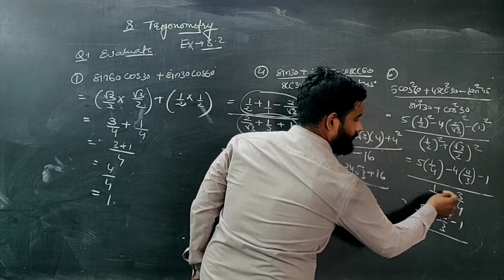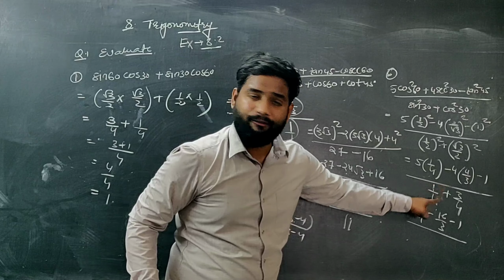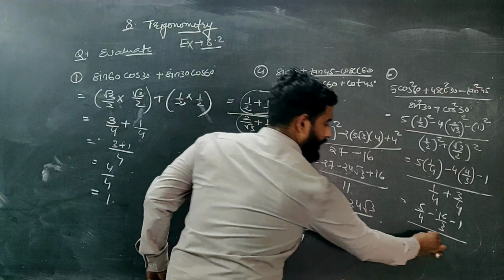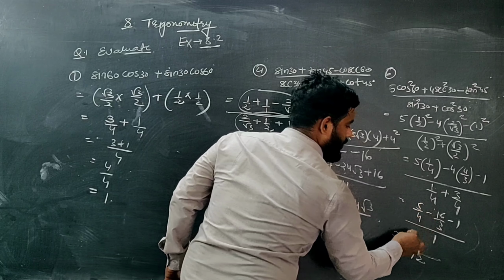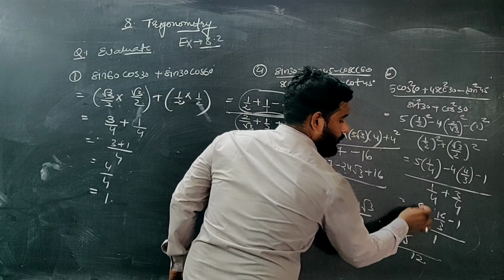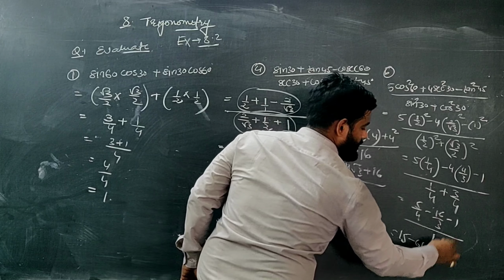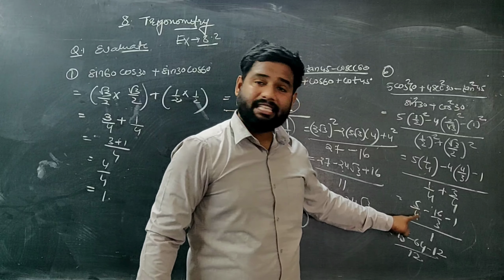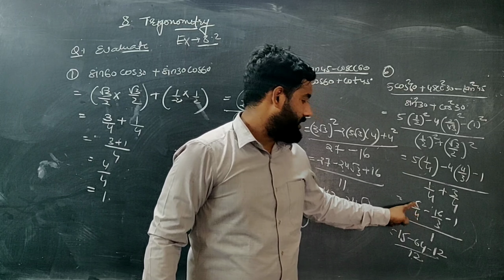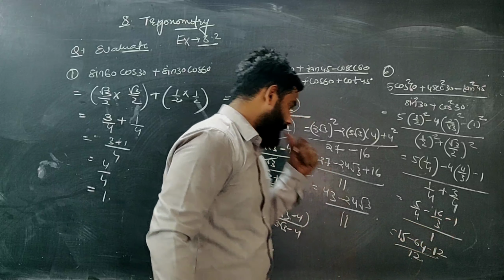Here, again the denominator will become 1 by 4 plus 3 by 4, which is 4 by 4, that is 1 only. No need to write it here. Now 4 and 3 will have LCM 12. So 4 3s are 12, and 5 3s are 15, and 3 4s are 12, 16 4s are 64, and minus 12. Right? I hope it is clear. LCM is 12, so 15, and 16 4s are 64 minus 12.